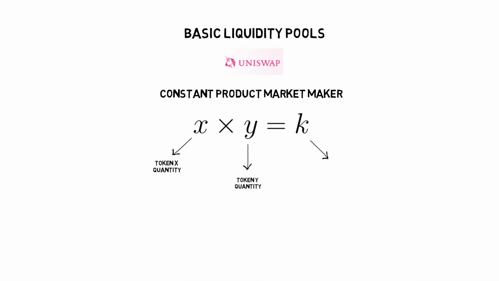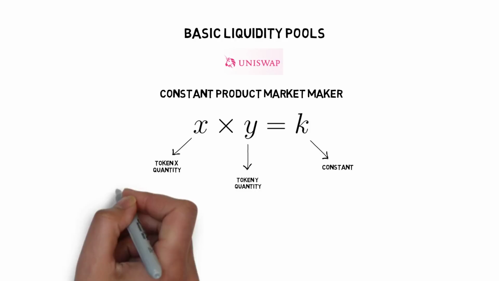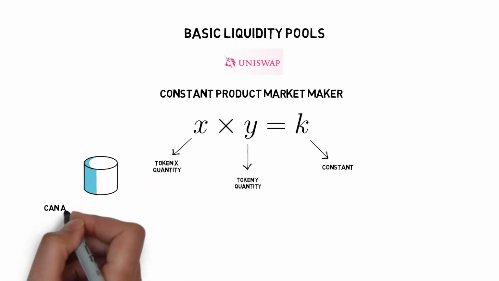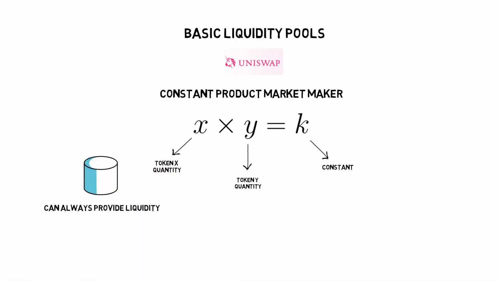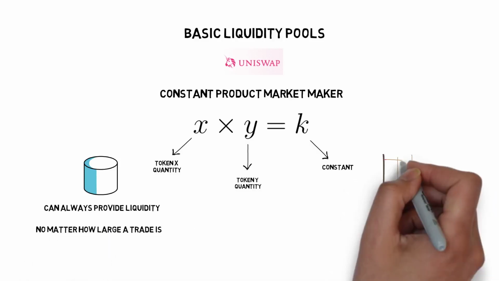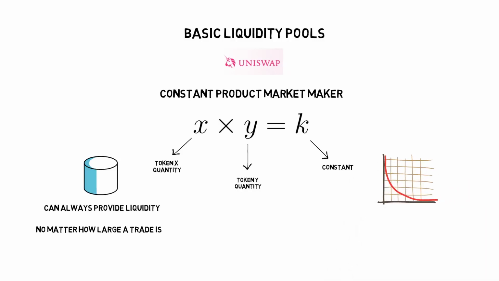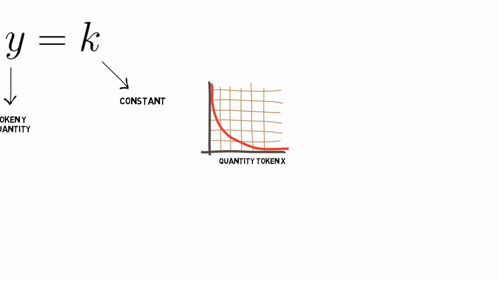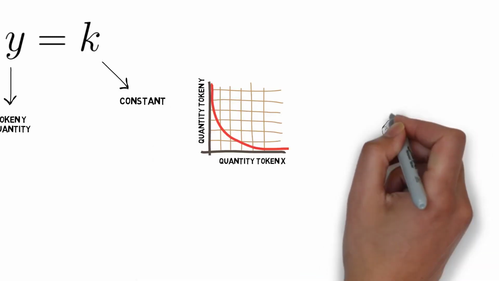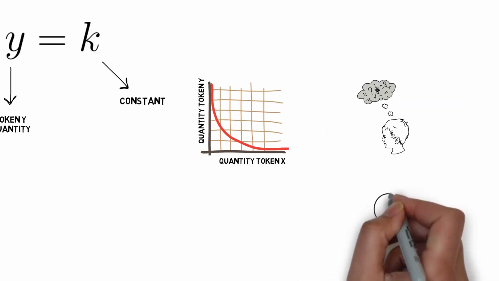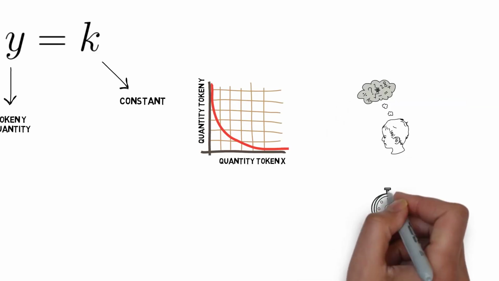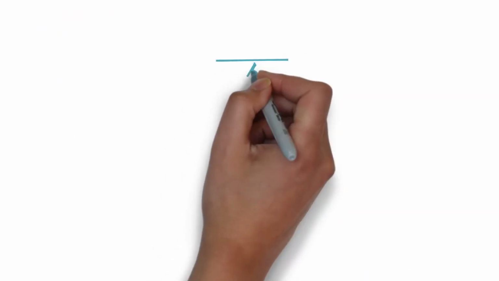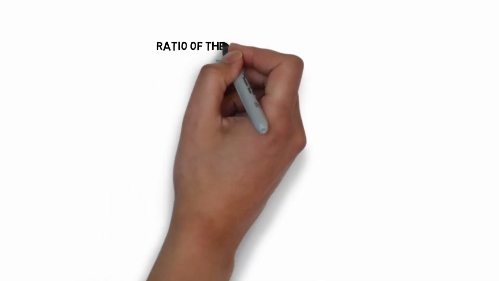On top of that, because of the algorithm, a pool can always provide liquidity no matter how large a trade is. The main reason for this is that the algorithm asymptotically increases the price of the token as the desired quantity increases. The math behind the constant product market maker is pretty interesting, but to make sure this video is not too long, I'll save it for another time. The main takeaway here is that the ratio of the tokens in the pool dictates the price.